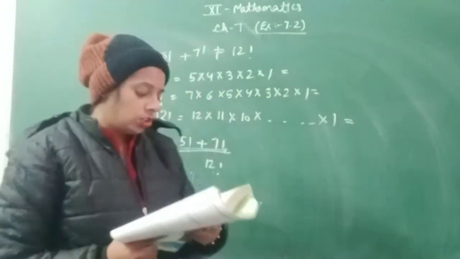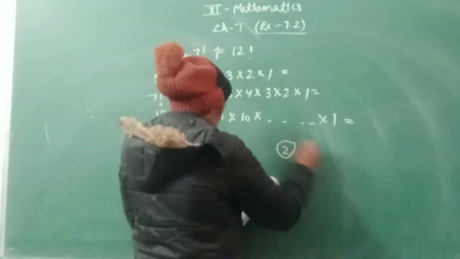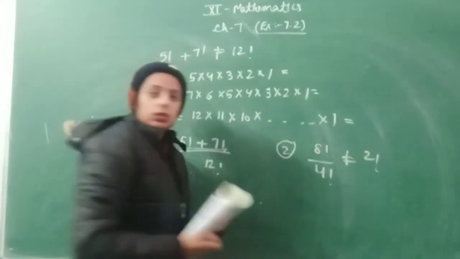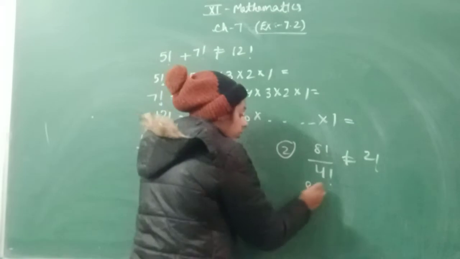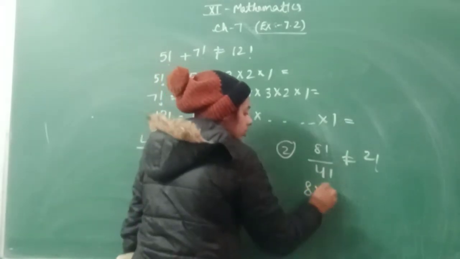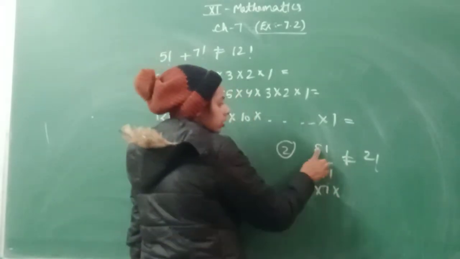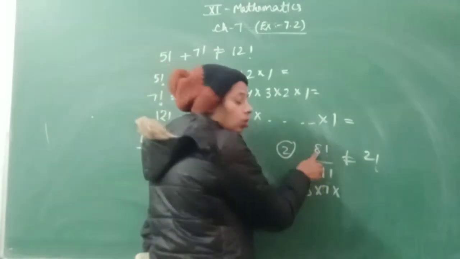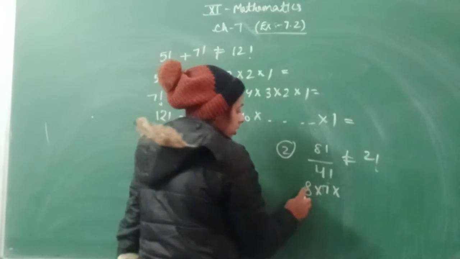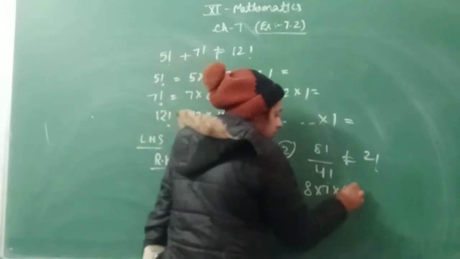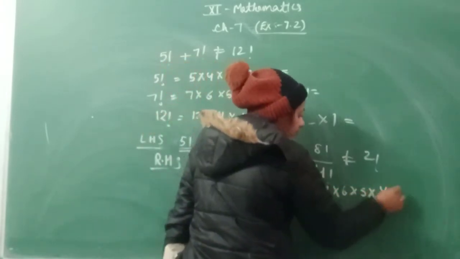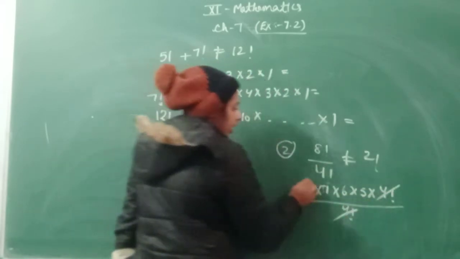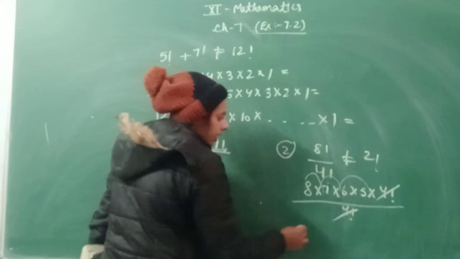Come to the next question, question number 2: 8 factorial by 4 factorial is not equal to 2 factorial. Clear? So I will write 8 into 7 into 6 into 5 into 4 factorial, and in the denominator there is 4 factorial. So I will stop at 4 factorial. In the denominator there is 4 factorial, that will be cancelled, and multiply these terms and get your answer.